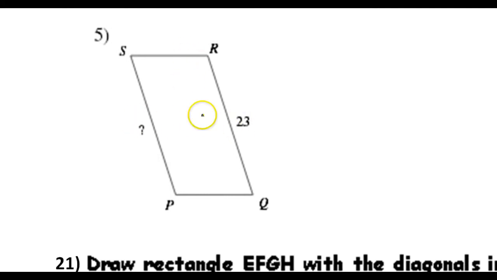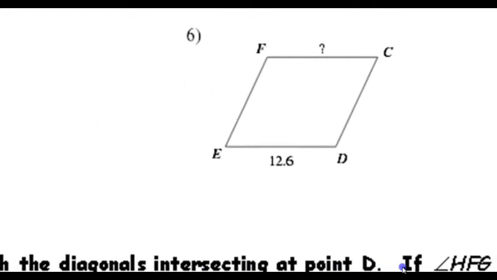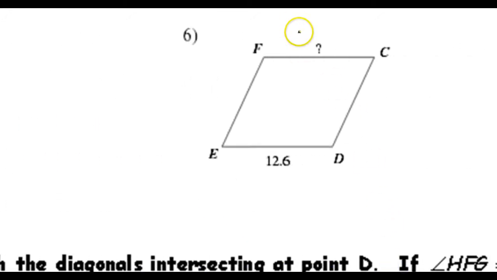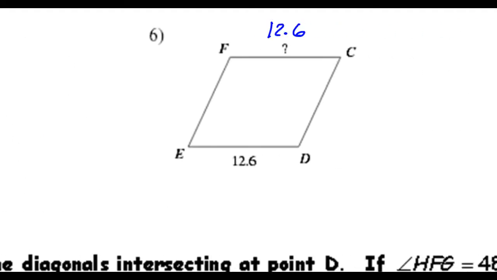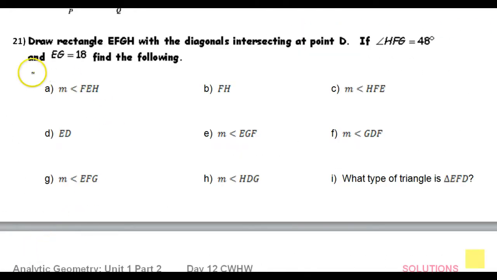So opposite sides of a parallelogram are also congruent. So that question mark is just going to be 23. 12.6. A little bit easy. We're not even solving anything. Is it a test like this? I hope so. So in number 21, we're talking about a rectangle.